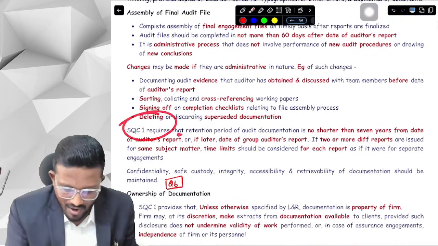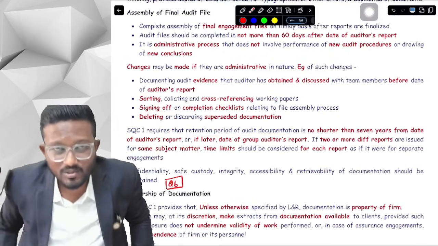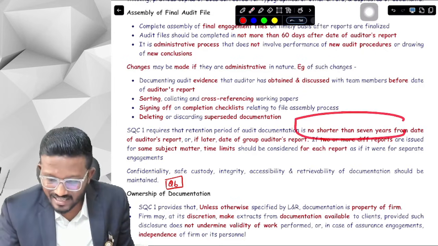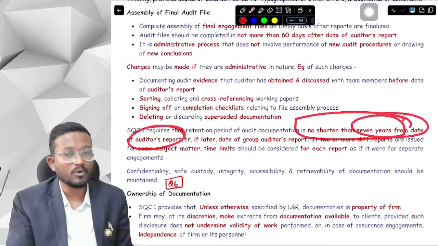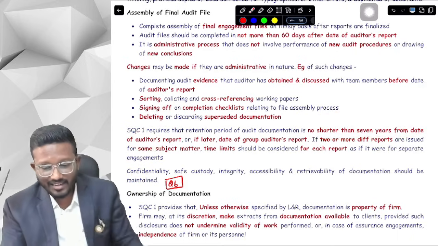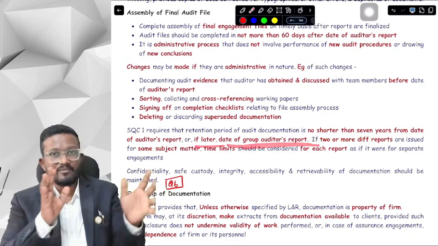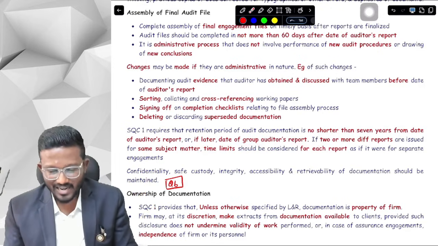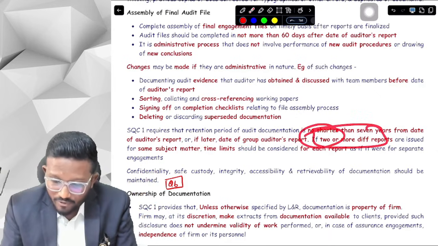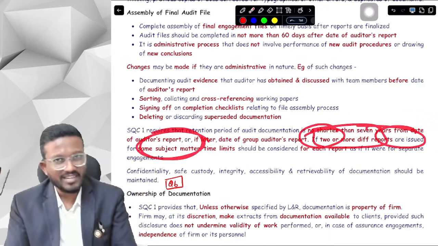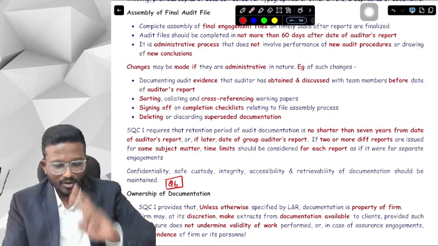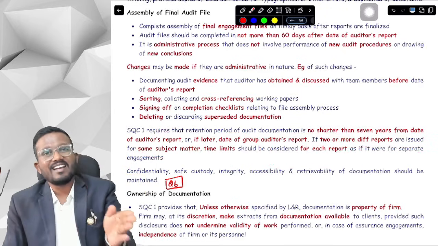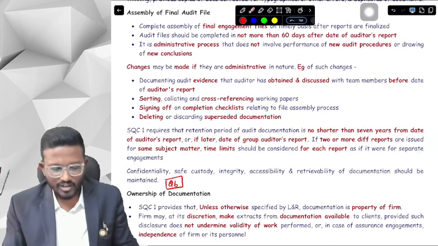Now SQC 1 requires a retention period for the audit engagement. You need to retain the audit engagement file for not less than 7 years from the date of auditor's report, or, if later, the date of the group auditor's report. Obviously we will compare both dates, and whichever is later, we count 7 years from that date. If two or more different reports are issued on the same subject matter or same financial statements, the time limit should be considered for each report separately.